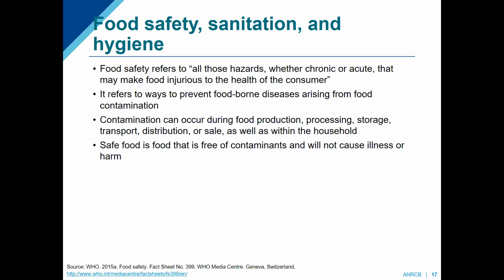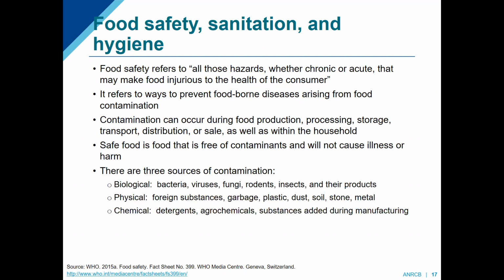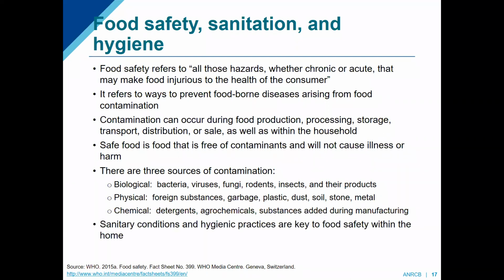Food that is safe would be free of contaminants, so that it won't cause illness or harm to health. Contamination can be from various sources. It can be biological, such as bacteria, insects, fungi, mold, and their products. For example, toxins that come from mold, such as aflatoxins, can have a negative impact on health. It could be physical contamination, such as plastics, dirt, dust, and so on. It can be chemical. For example, substances that come through food processing, and agricultural chemicals such as pesticides, can also contaminate food. So there's really a wide range.